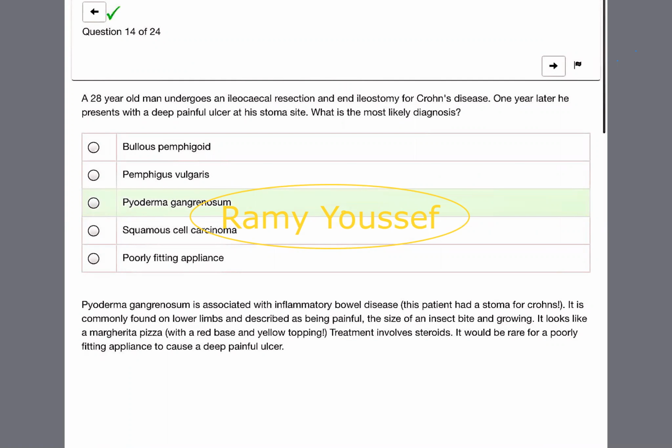So, like a metastatic Crohn's disease. Crohn's disease with an ileostomy and a skin lesion or painful ulcer is pyoderma gangrenosum, one of the extra-intestinal manifestations of inflammatory bowel disease, especially Crohn's disease. Crohn's disease is more associated with extra-intestinal manifestations than ulcerative colitis, by the way.